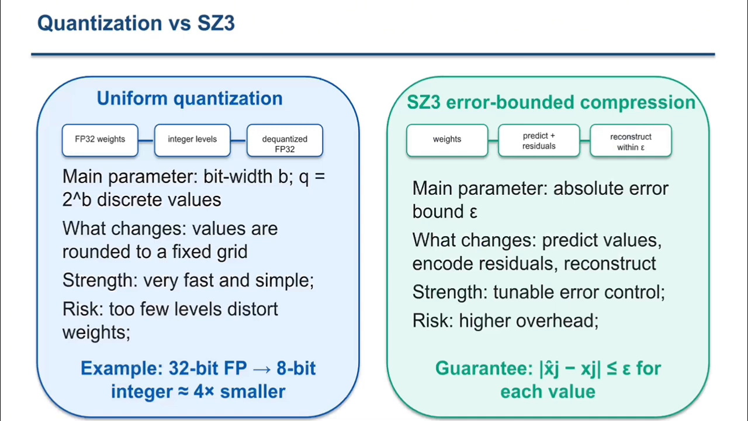The second method is SZ3. SZ3 is an error-bounded lossy compressor. Instead of choosing a bit width, we choose an error bound epsilon, and after compression, each value must stay within this bound of epsilon. So quantization is controlled by bit width, while SZ3 is controlled by error tolerance. I tested 8-bit and 4-bit quantization and SZ3 with error bound 0.001 and 0.01.